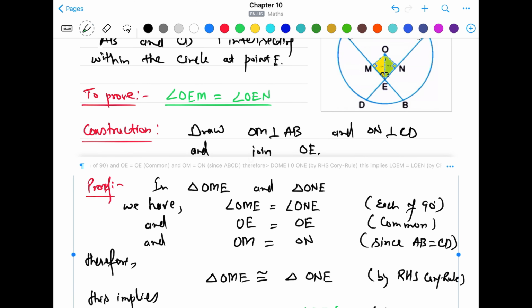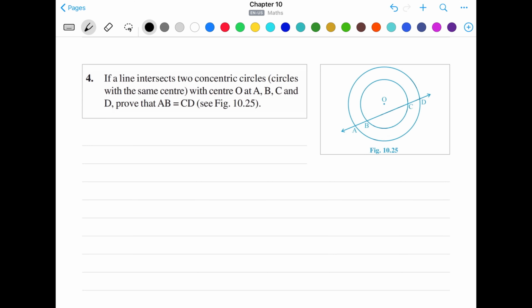Now moving to the next question, which is question number 4. Question number 4 is, if a line segment intersects two concentric circles, meaning two circles having the same center. Okay, so if a line intersects two concentric circles with center O, as we know, concentric circles means two circles having the same center.